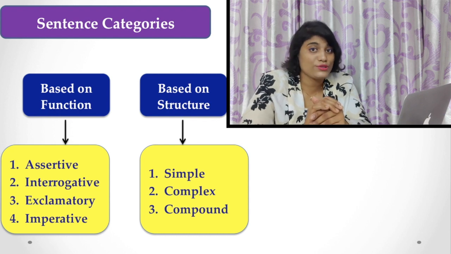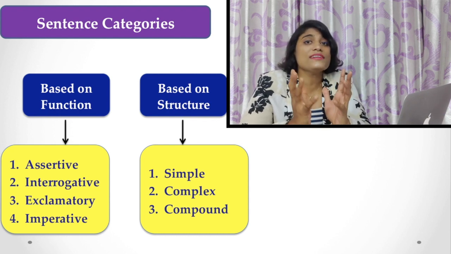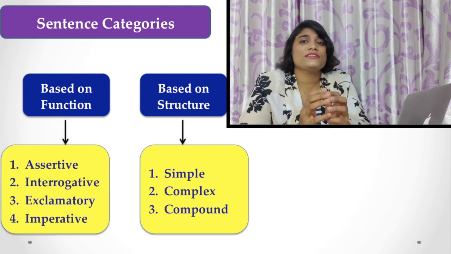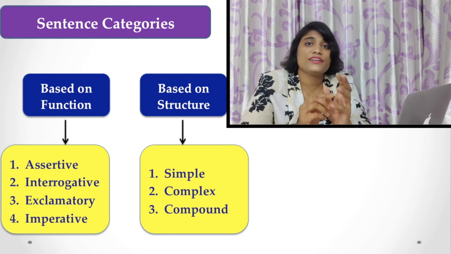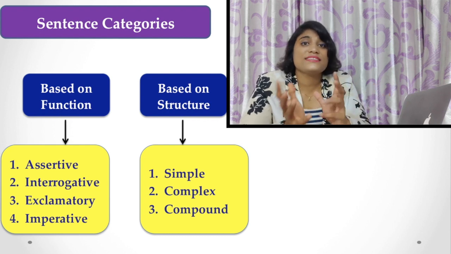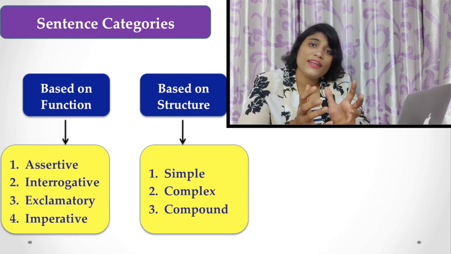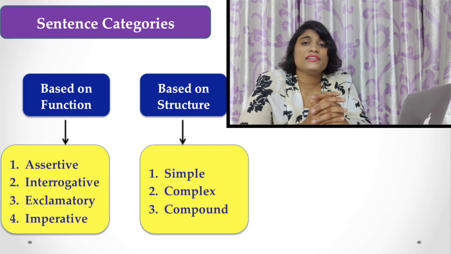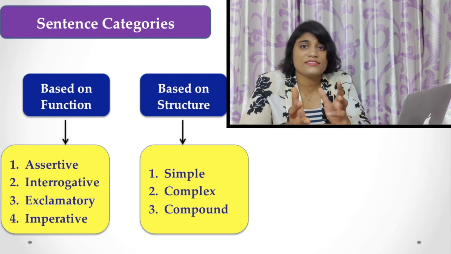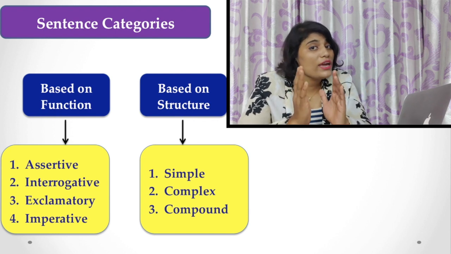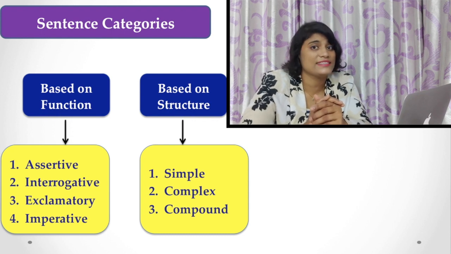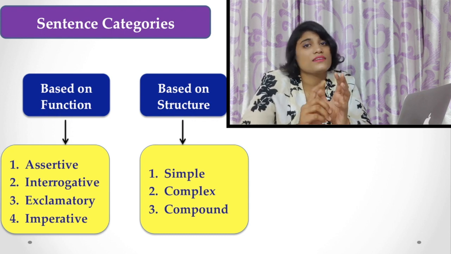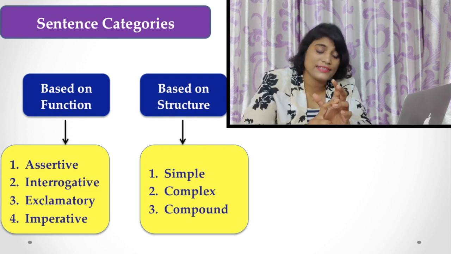So now I am going to tell you about the structural categories. When we consider the structure of our English sentence, we find there is a subject, verb, object, complement, and there are clauses, phrases, etc. So depending on this clause structure, phrase structure, and subject, verb, we can find 3 basic structural categories of English sentences, that is simple sentence, complex sentence and compound sentence.